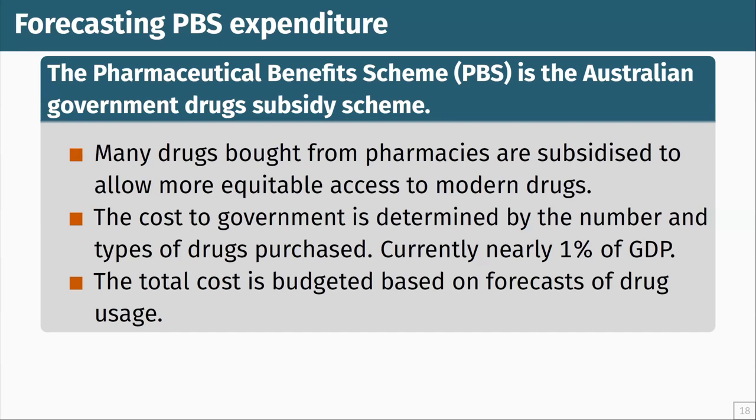And so the cost to the government depends on how many of different types of drugs people buy. And that's not known in advance, so it has to be forecast. And it costs a lot of money. It's about 1% of GDP is spent on this. So the total cost is budgeted based on forecasts of drug use. Now, I got involved with this about 20 to 25 years ago, around the turn of the century.